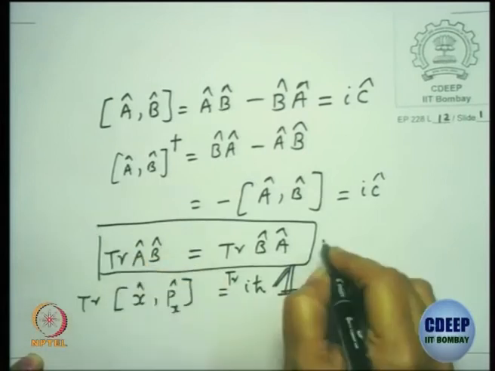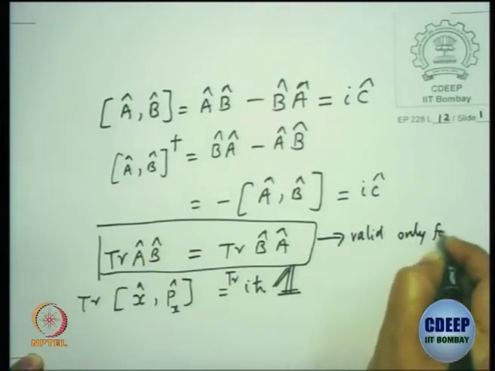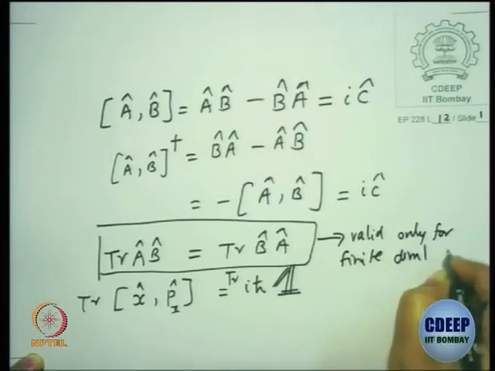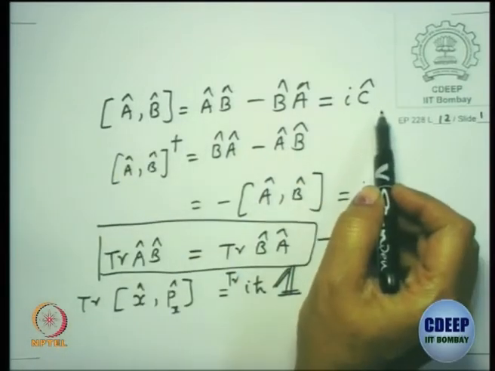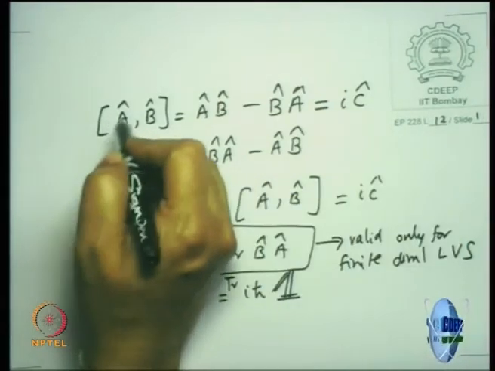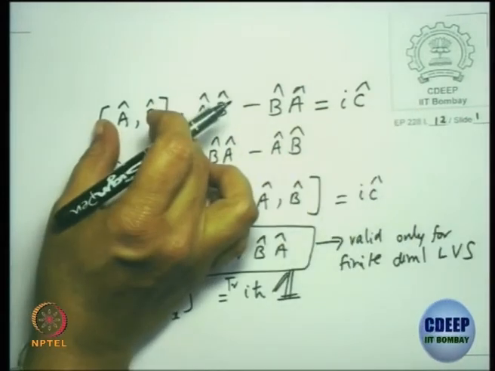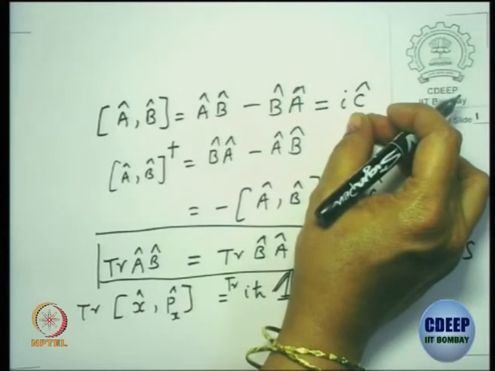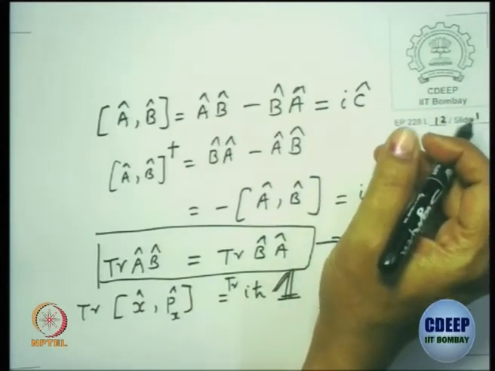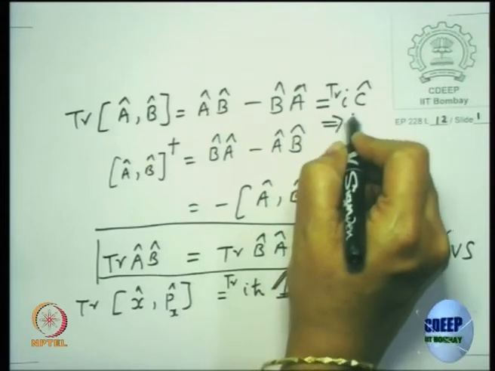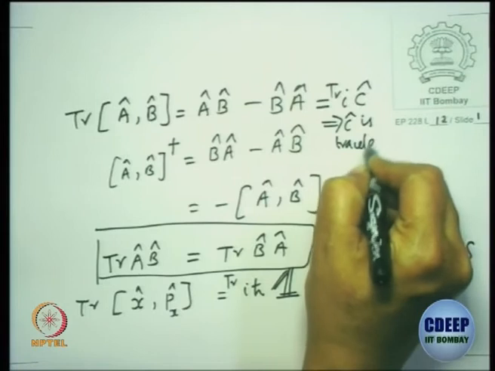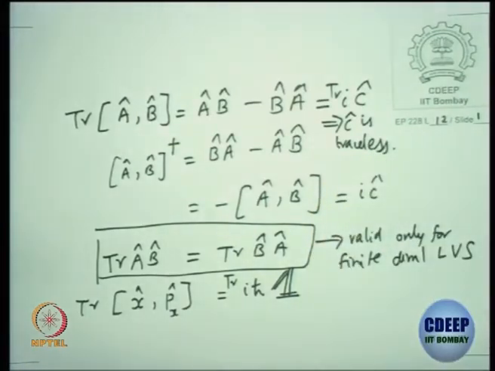So which means this identity is valid only for finite dimensional linear vector space. That's the only way you can try and say this; in the infinite dimensional vector space, you cannot have this. In general, if you have an AB commutator as iC, you have to impose what? Even in the finite dimensional Hilbert space, if this side is 0, this should be traceless matrices. Okay, right? If I take the trace, if this is 0, this implies C is traceless in finite dimensional Hilbert space.